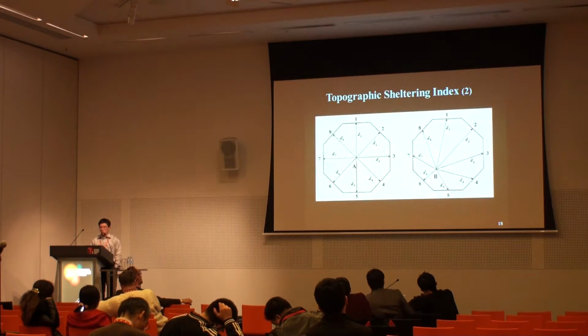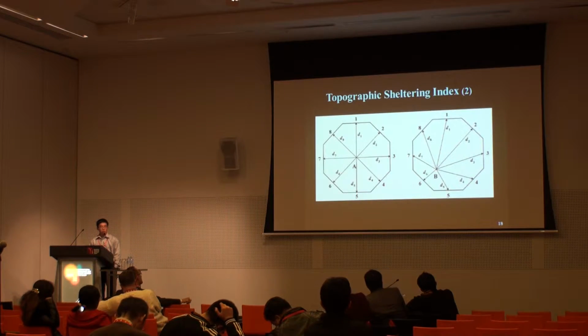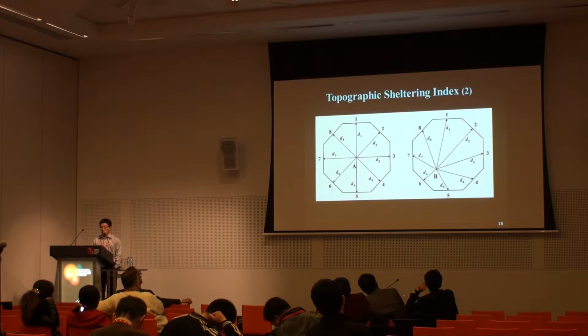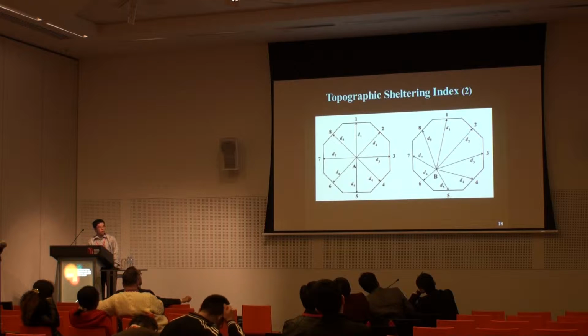And we can see this picture. 1 to 8 are our obstacles, and the target cells are A and B. We can find that A has better topographic sheltering effects than B. And this is the concept of point in polygon.